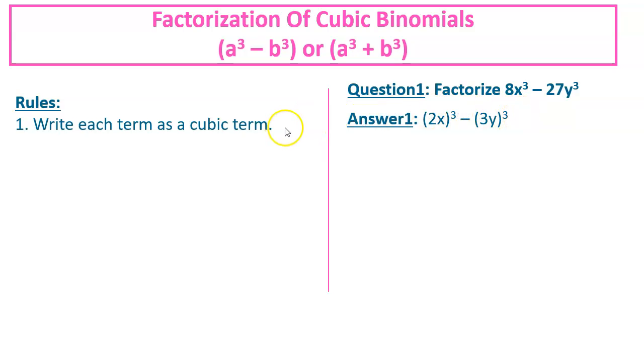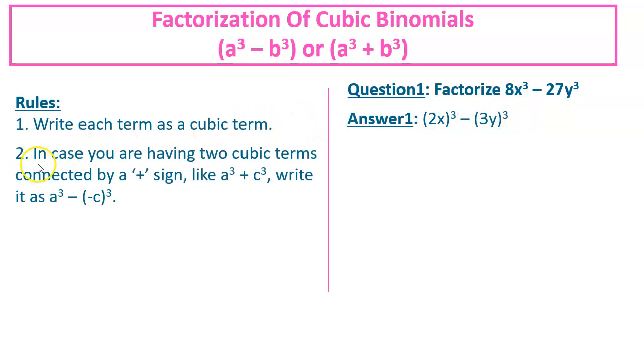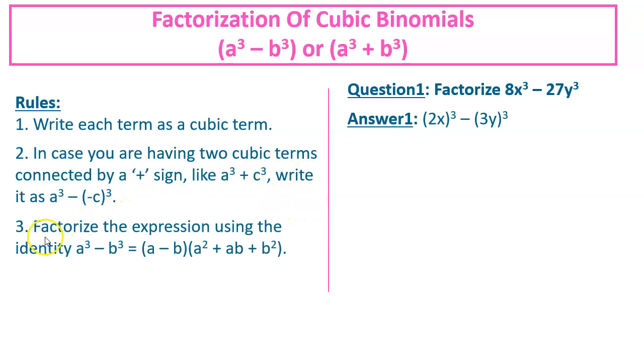Okay. Next, coming to rule number 2. In case you are having two cubic terms connected by a plus sign, we are not having any plus sign for this question at least. So let us leave this rule 2 for the moment and come to rule number 3. Factorize the expression using the identity. Now this is the identity. a to the power of 3 minus b to the power of 3 equals a minus b times a to the power of 2 plus a times b plus b to the power of 2.